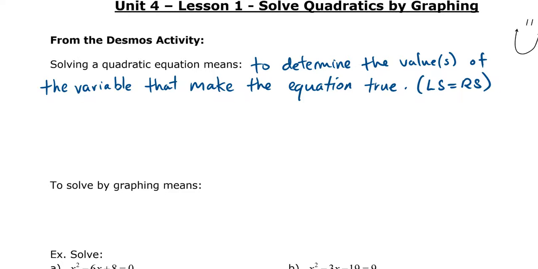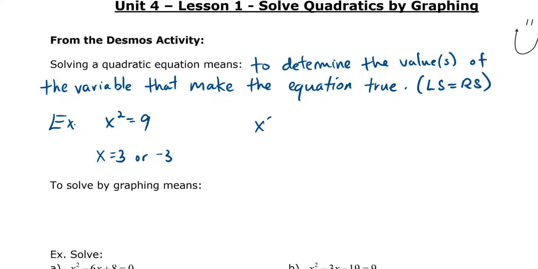This is just like linear equations, right? You're solving for that x variable. What x variable makes the left side equal the right side? So example, you had x squared equals 9. What value of x makes this true? Well, you would say x equals 3. Or you could say negative 3, right?